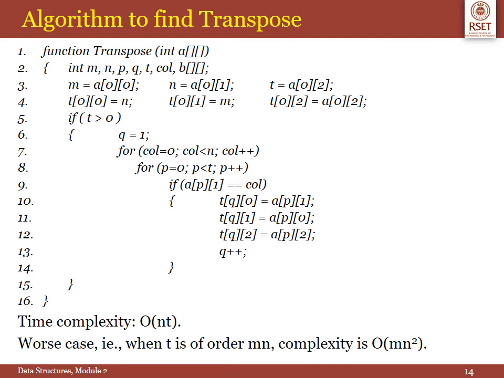In the worst case, suppose there are many non-zero elements, suppose all the elements are non-zero. That is the worst case complexity. In that case, the total number of non-zero elements t will be m into n, so the worst case complexity of this function is O of m n squared.